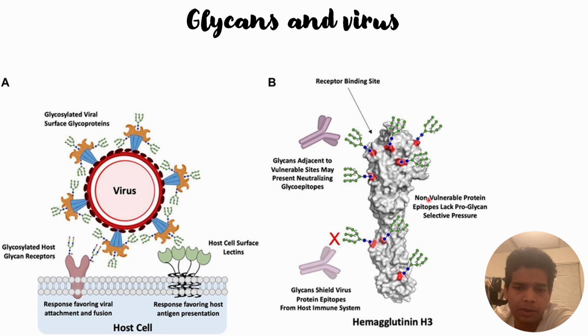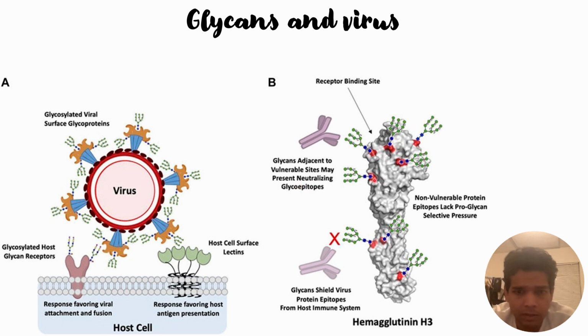In this example, it is shown what could be the reason for the glycans to be present at a specific site of the virus. One example shown here is that the glycans are present at a site where they can shield the vulnerable protein epitopes that can be detected by the host immune system. So this glycan acts as a shield that helps in immune evasion from these vulnerable protein epitopes that can be detected by the host immune system.